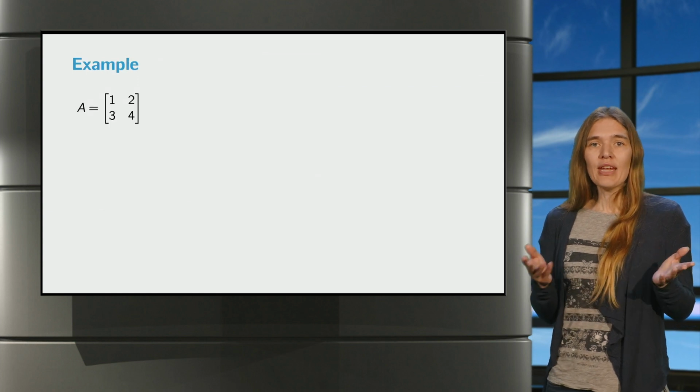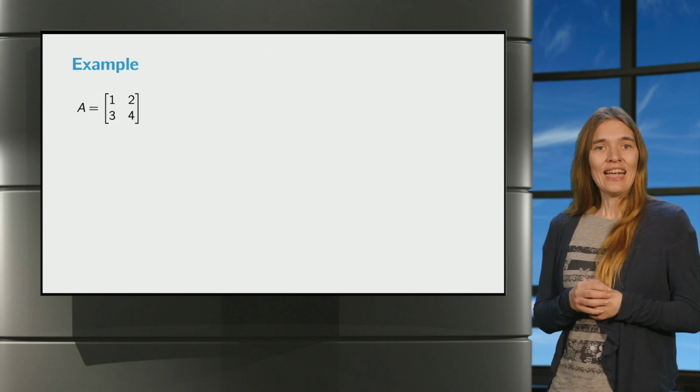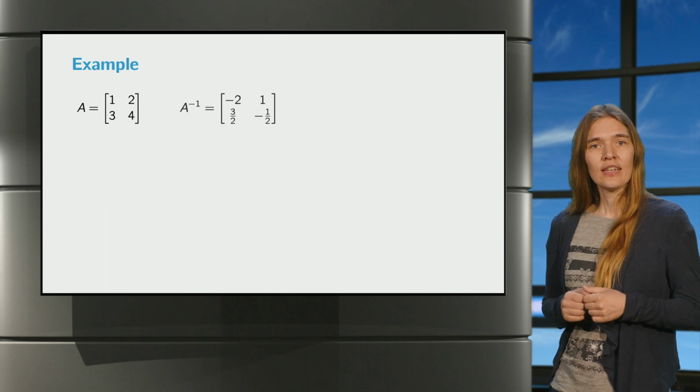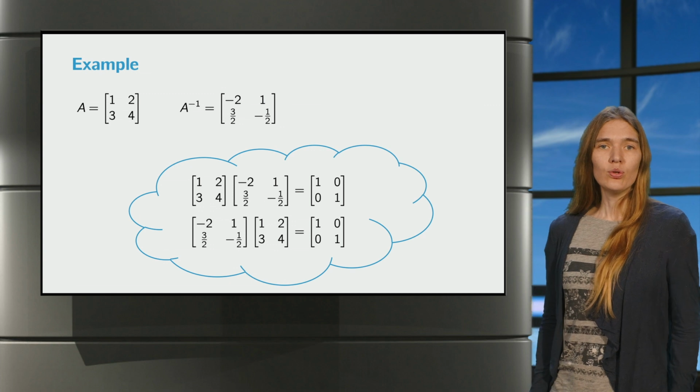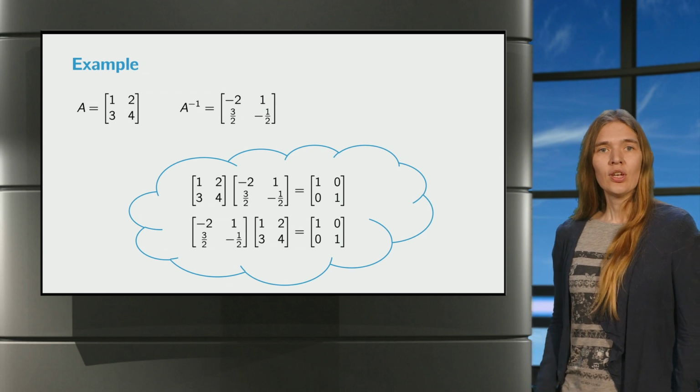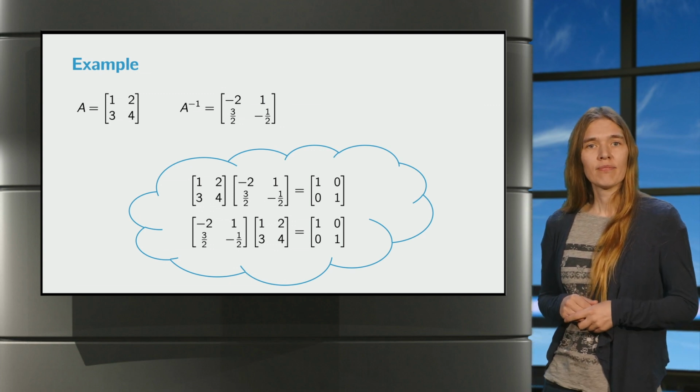For example, the matrix A over here has an inverse as shown on the slide, since both products of these matrices are equal to the 2 by 2 identity matrix. We'll get back to this example later.